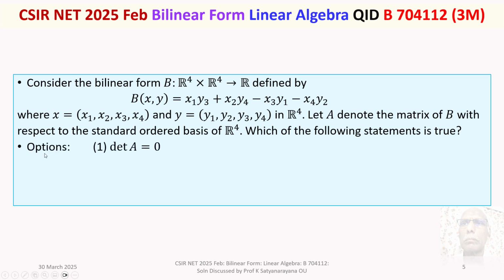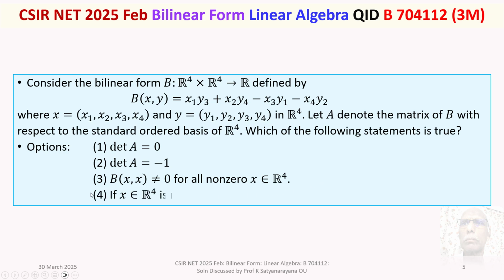We are given 4 options. Option 1, determinant of A is equal to 0. Option 2, determinant of A is equal to minus 1, right? Determinant of A is equal to minus 1. And option 3, B(x, x) is not equal to 0 for all non-zero x belongs to R^4. Option 4, if x belongs to R^4 is non-zero, then there exists a y belongs to R^4 such that B(x, y) is not equal to 0. Right.